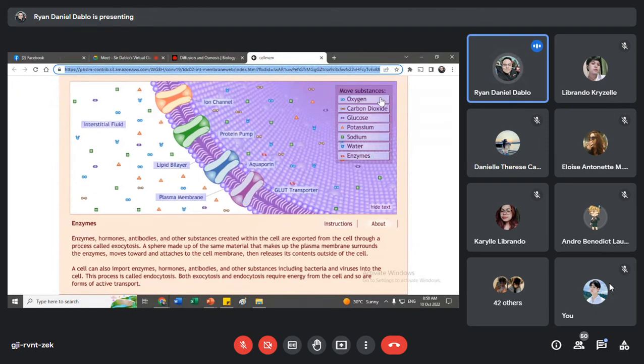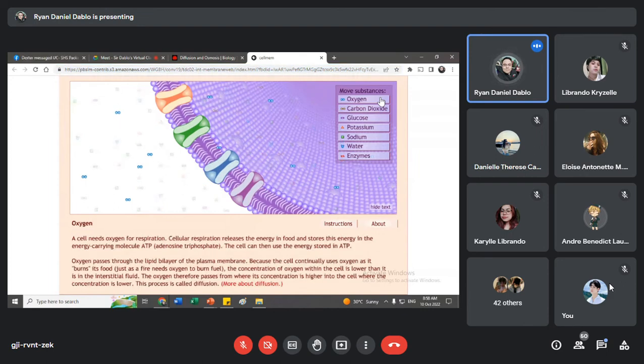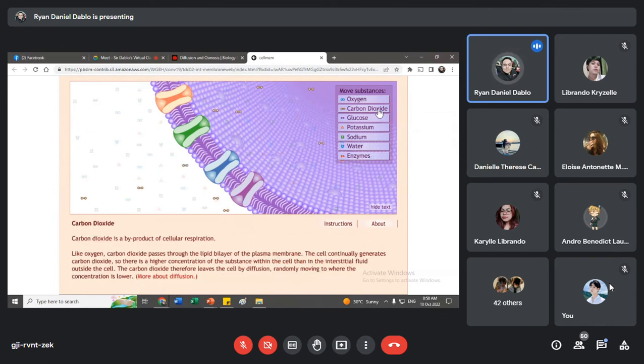For example, if I click on oxygen, there is a diffusion into the cell, right? Take note that oxygen is carried in the blood, so it's in great concentration in the blood. Once it reaches the capillaries, it will diffuse into the tissues of the body. Carbon dioxide is found in greater concentration inside the cell because it is a byproduct of cellular respiration. So it diffuses out into the blood.